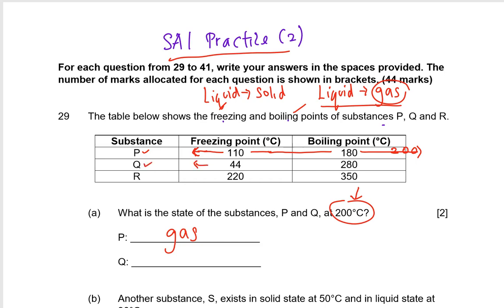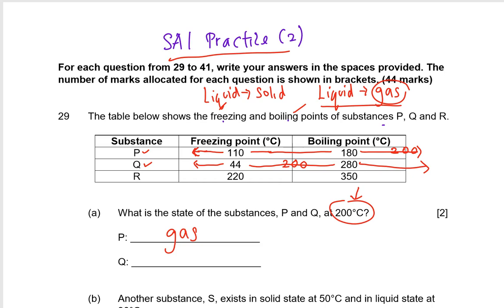The same method goes. We park all these numbers as though they are on a number line. And where is the digit 200 going to be? 44 is here, 280 is here. So 200 will be somewhere in the middle. Now if it is in the middle, that means it has gone beyond the freezing point already, but it has not passed through the boiling point yet, which is 280. It is still at 200. That means technically it has not boiled.